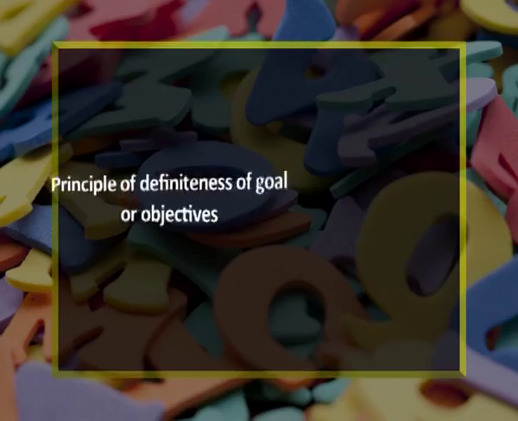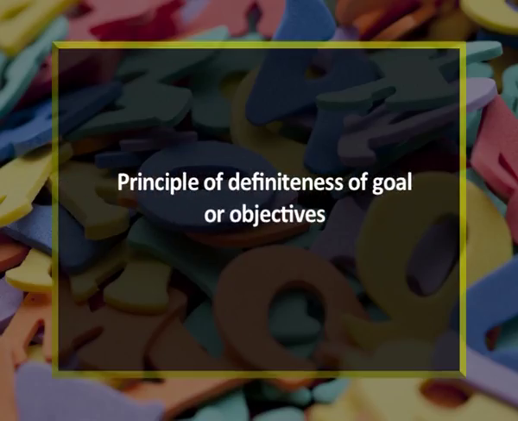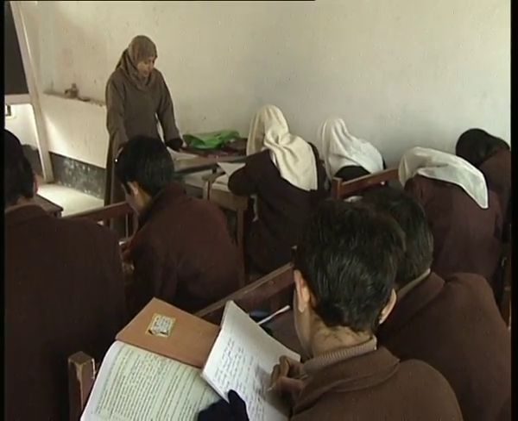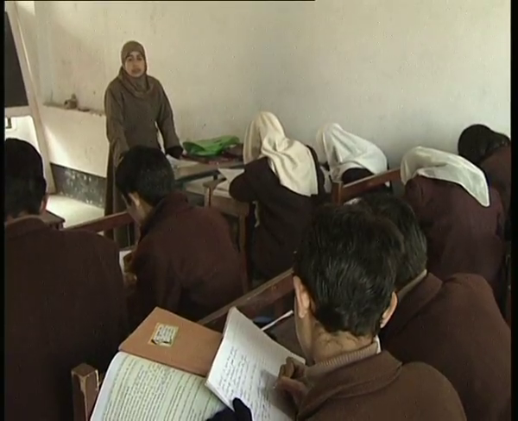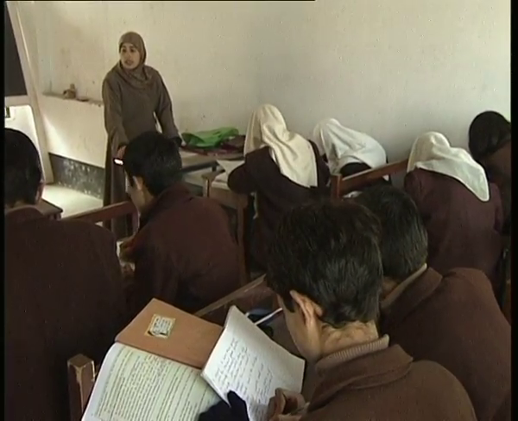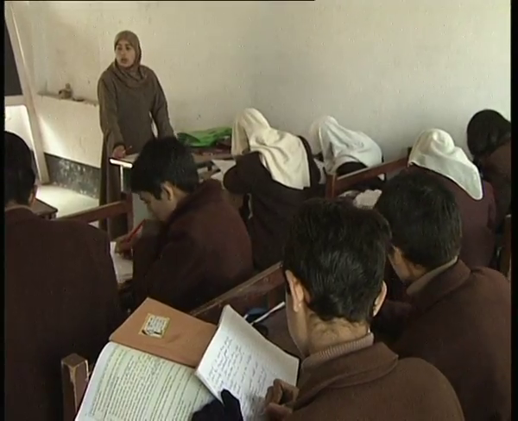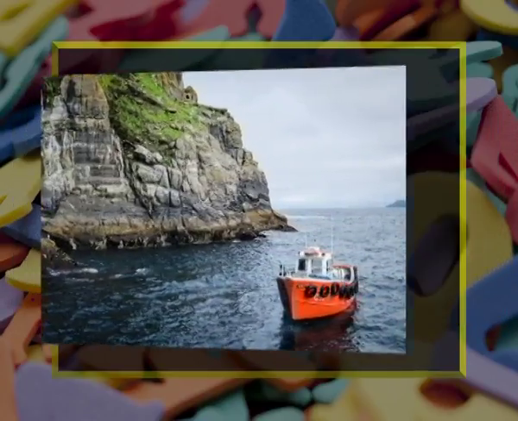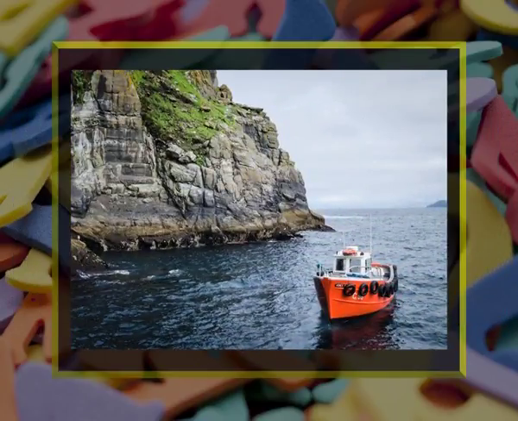There are some general principles of teaching that have emerged from general experiences. First, the principle of definiteness of goal or objectives. Teaching should start with a definite aim. In the absence of a definite aim, a teacher might go astray and his teaching might lack coherence and definiteness. A teacher without clear knowledge of the goals or purpose of his teaching is similar to a sailor who does not know the destination of his boat moving in a vast ocean.